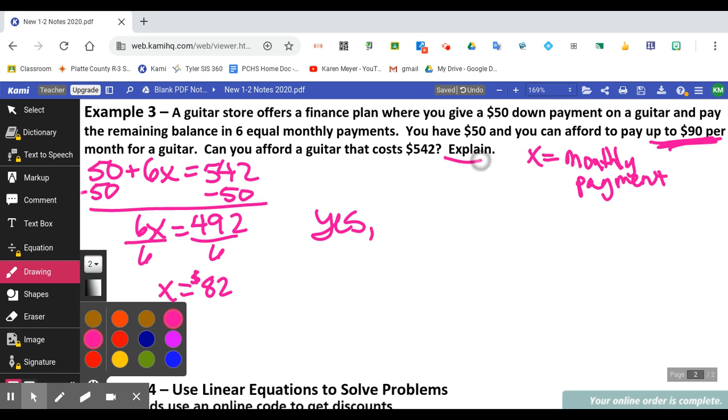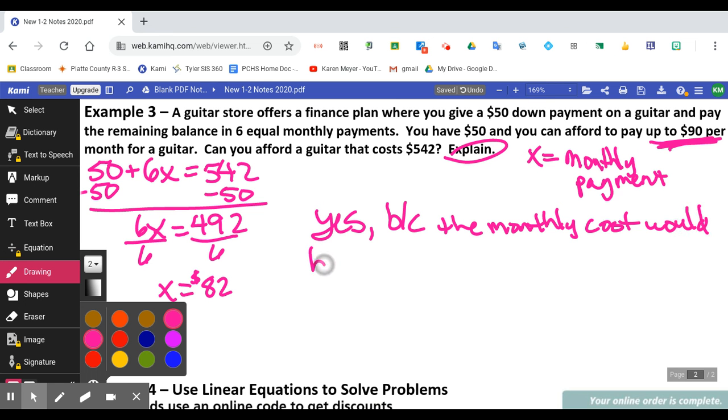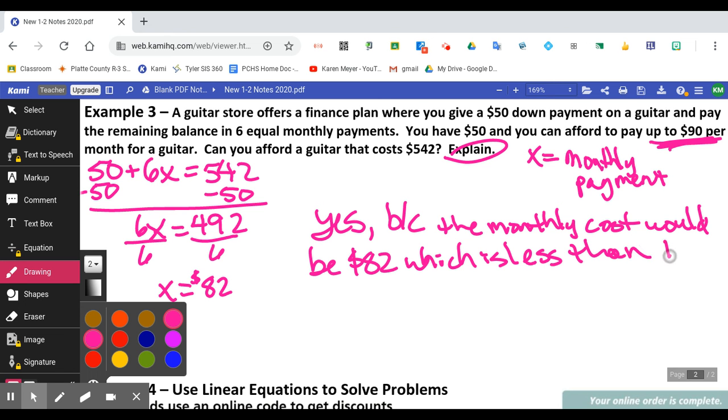So now it does say explain, so please make sure you put your thoughts why. Don't just say yes and stop. So I'm going to say yes because the monthly cost would be $82, which is less than the $90 you could afford to pay.